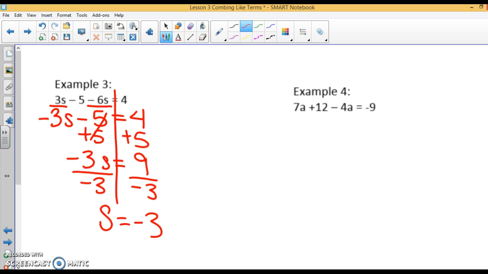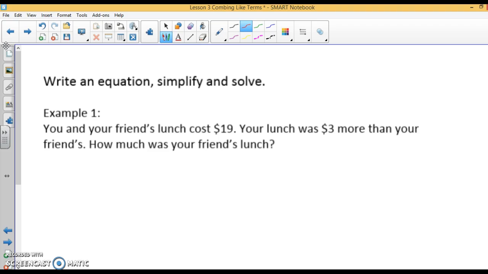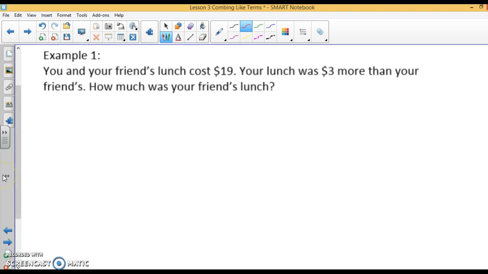So, I want to flip to the next page now and look at some of our word problem examples. We're going to write an equation, simplify, and then solve. So looking at our first example, it says you and your friend's lunch cost $19. Your lunch was $3 more than your friend's. How much was your friend's lunch?